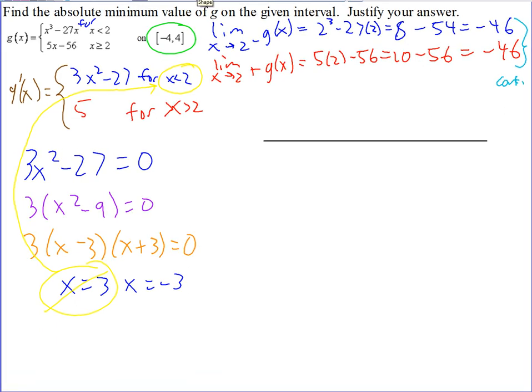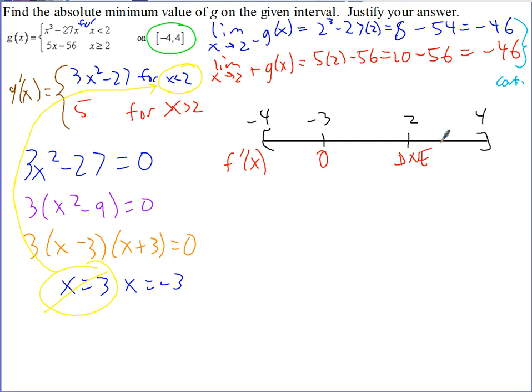Endpoints here are negative 4 and 4. And we've got negative 3 as a critical number, and our breakpoint, 2. You can always label it. Negative 3 came from setting the derivative equal to 0, so that makes the derivative 0, and 2 made it undefined here, or doesn't exist.